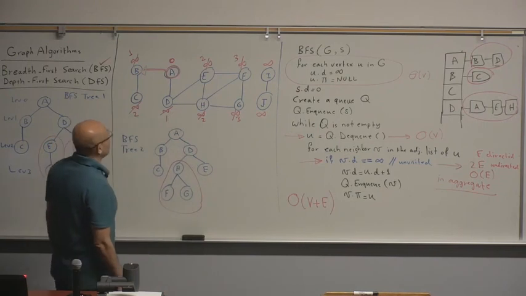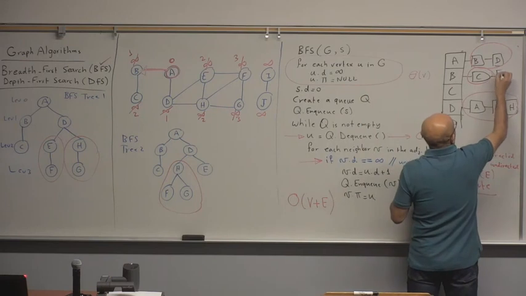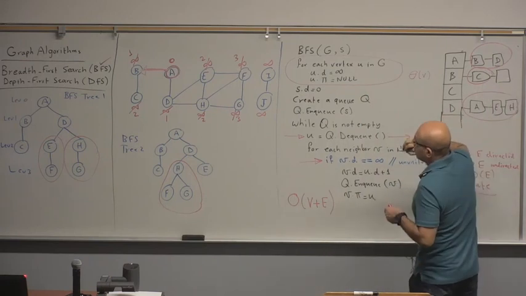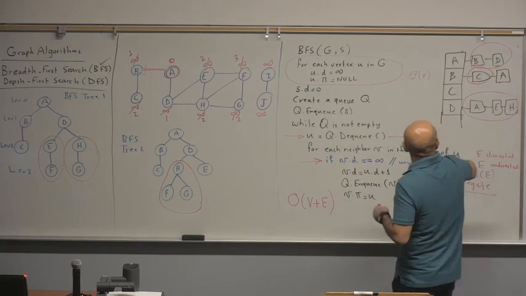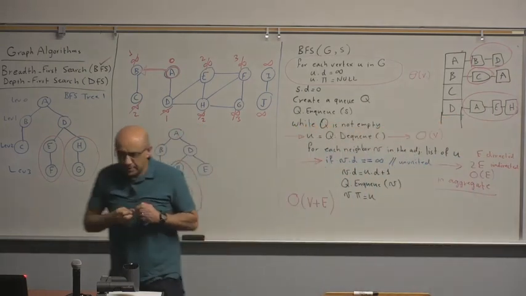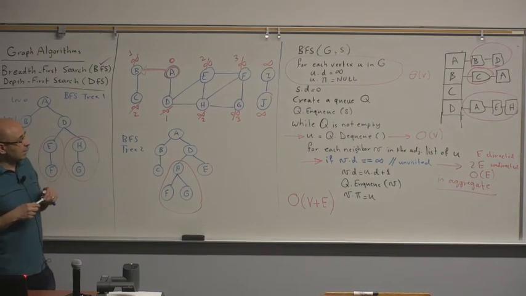Oh, yes, you are right. You are absolutely right. I missed that. Yes, you are absolutely right. So in the adjacency list of B, we'll have A. And thank you for catching this. I think in the first adjacency list that I drew, I put A in there. But yes, you are absolutely right.